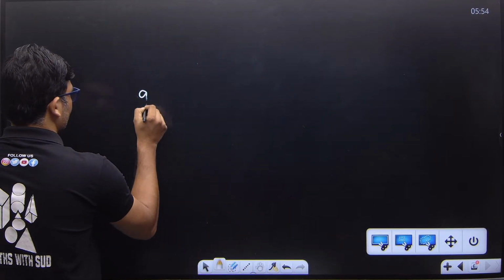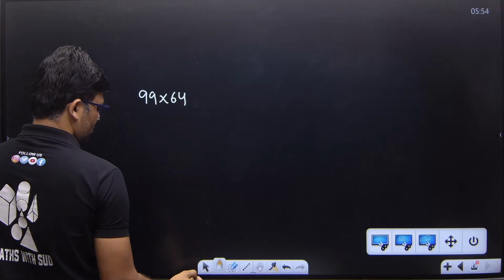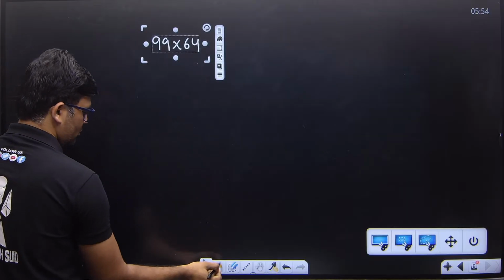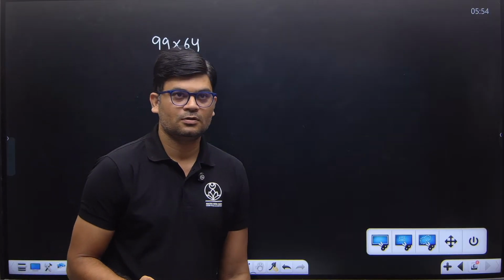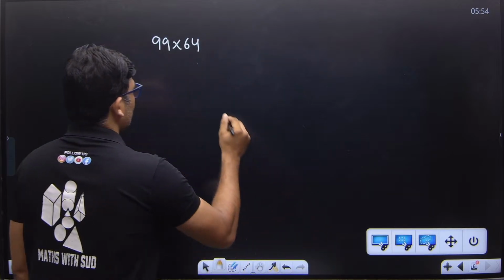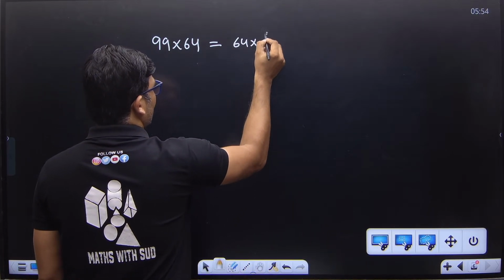Like, when you understand one, remember last time you came on, remember? The 26, sir. You told that, but 99 into 26. Okay, let us do 99 into 64. So it can be rewritten as 64 times 100 minus 1.